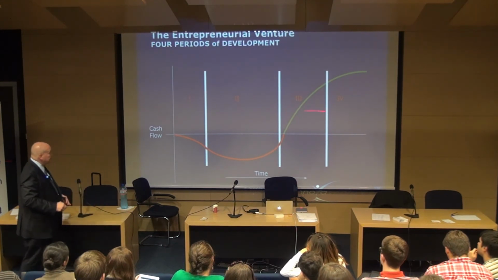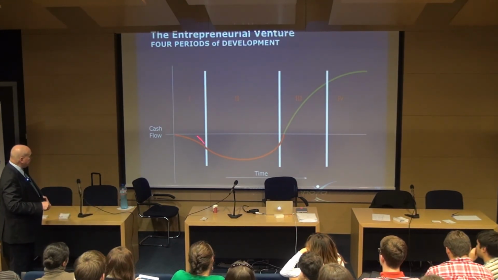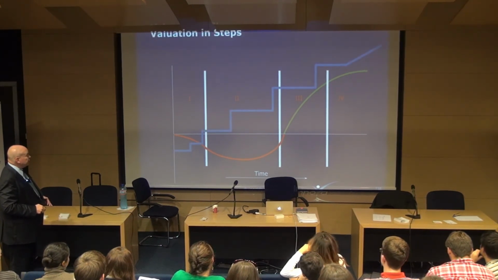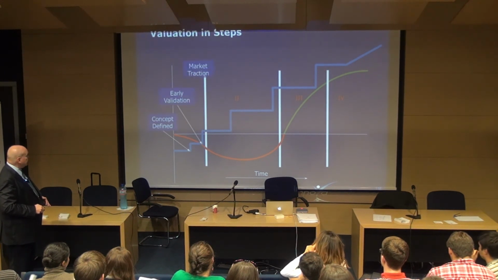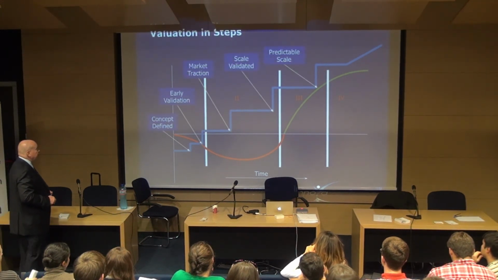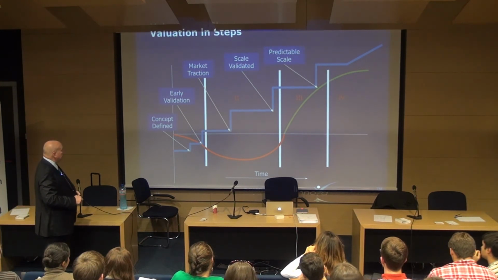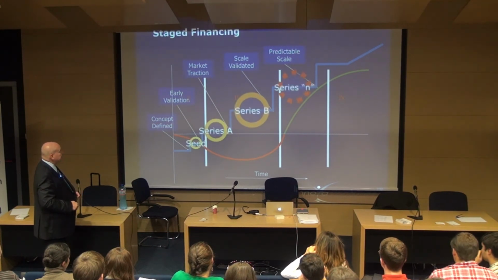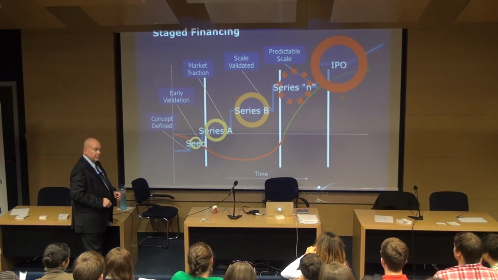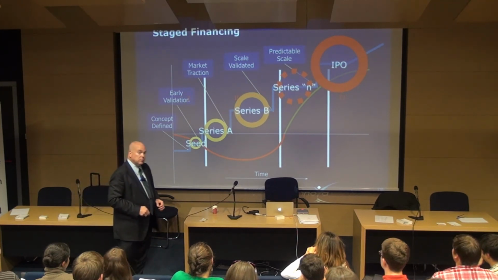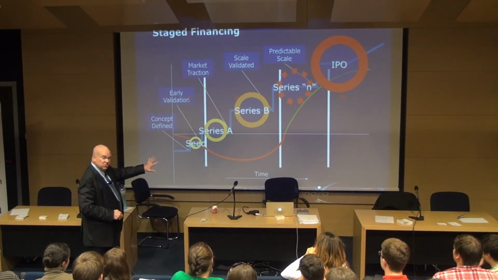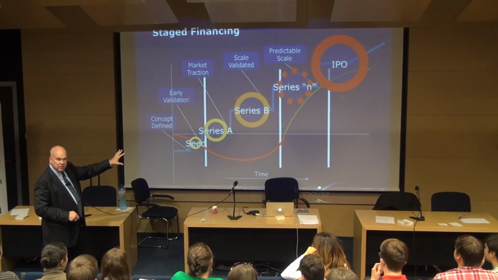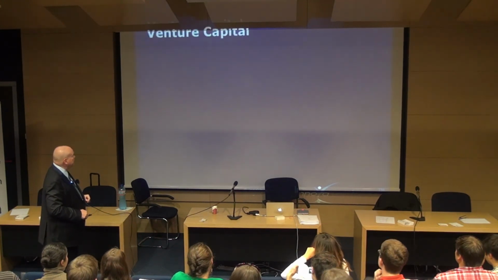And if we take a look at that, we spoke, these 4 areas, we have the cash flow diagram, then we can basically look at each of these as it goes forwards. Concept, early validation, market traction, scale validated, predictable scale. And that's how we can get the funding that we need. Seed, Series A, B, Series N, and the IPO. Okay. That's why we stick to the same diagrams, because we can show what's happening in these different timing periods, what needs to happen.